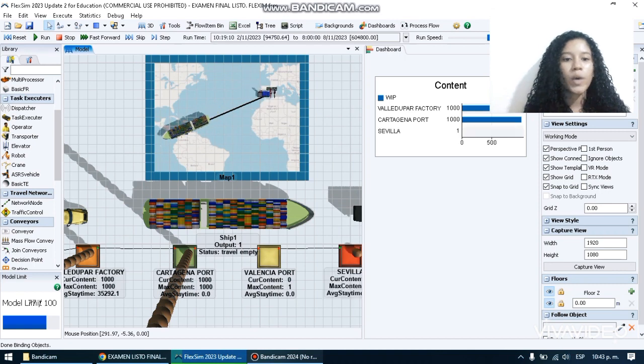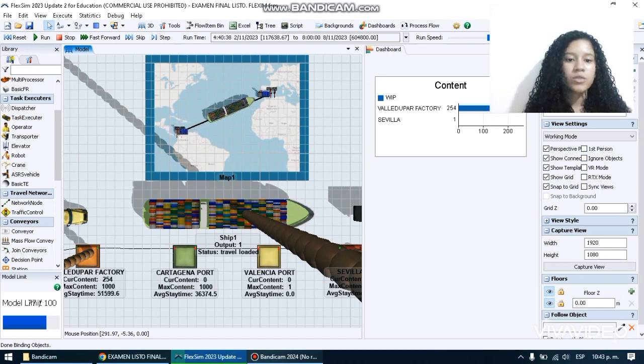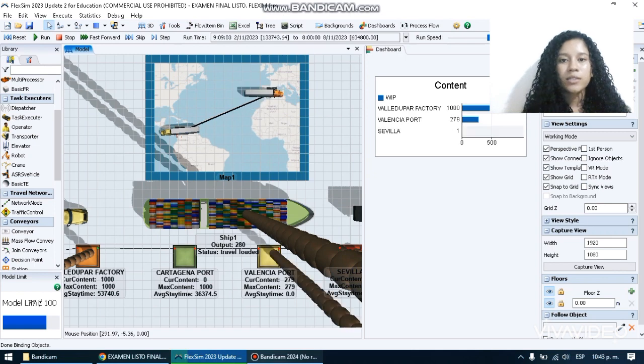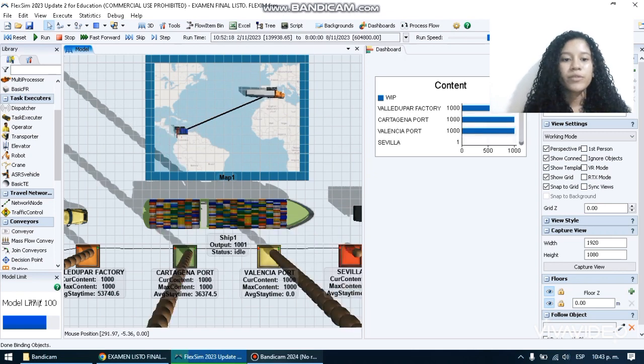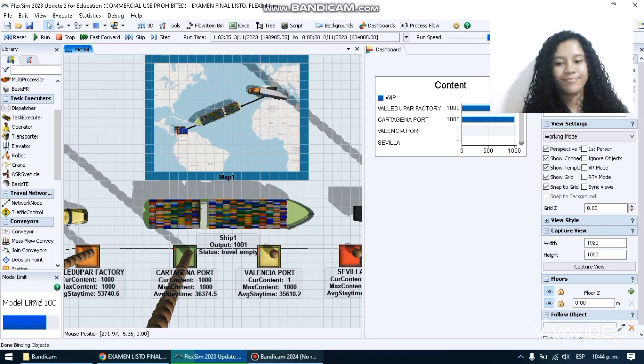Then, when the products are all ready, they go to the Cartagena port to be sent to the destination port, which is Valencia port. Here, the merchandise will be received by the company that made the order, and then sent directly to their facilities in the city of Seville.